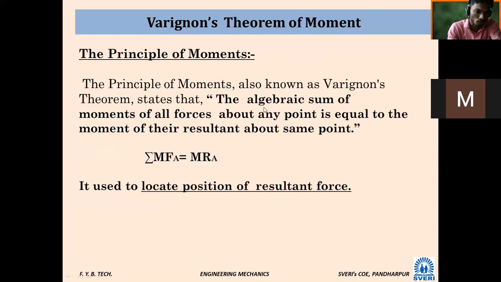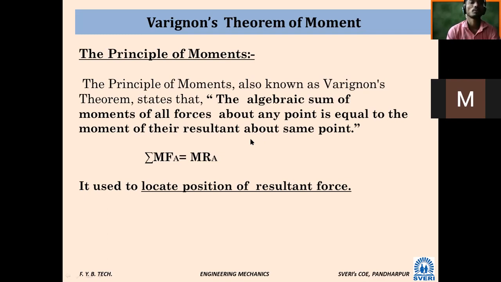So what is the rule? What does Varignon theorem say? The statement is in front of you. The principle of moments, also known as Varignon's theorem, states that the algebraic sum of the moments of all forces about any point is equal to the moment of their resultant about the same point.